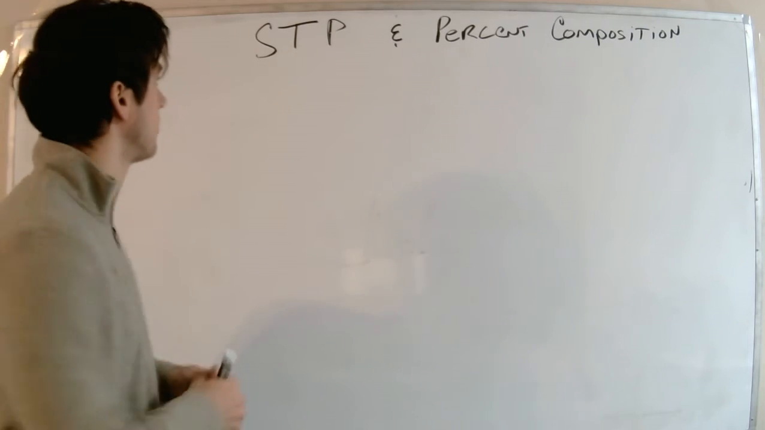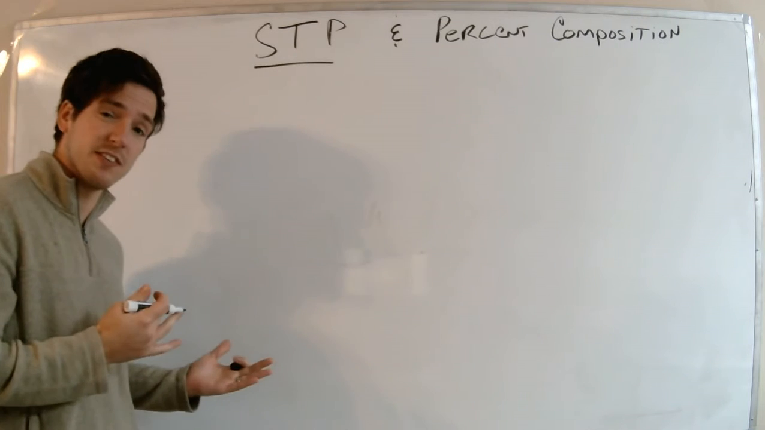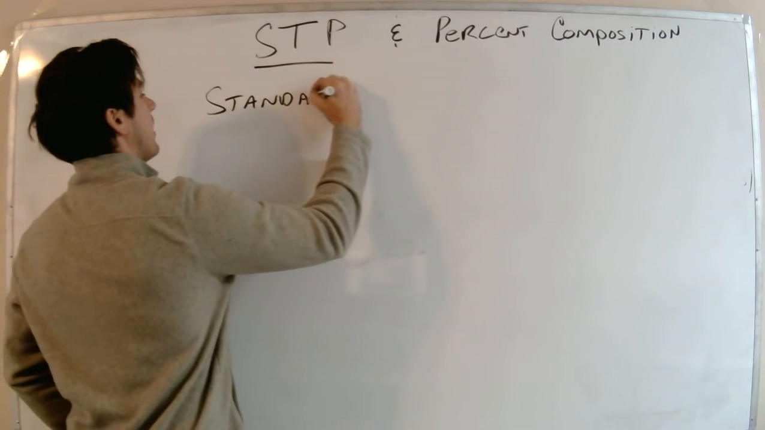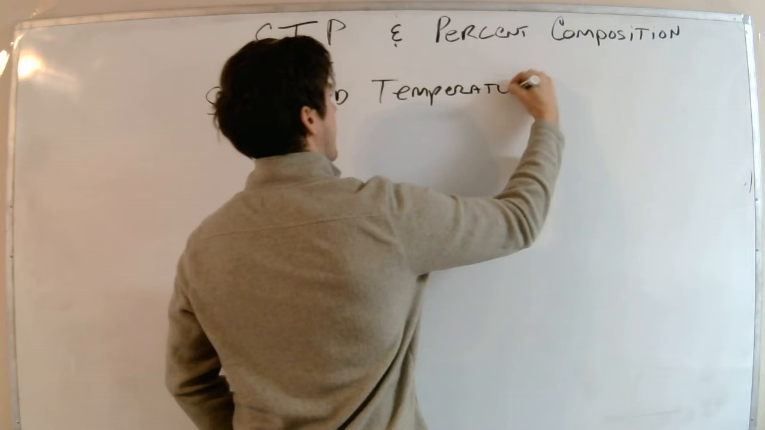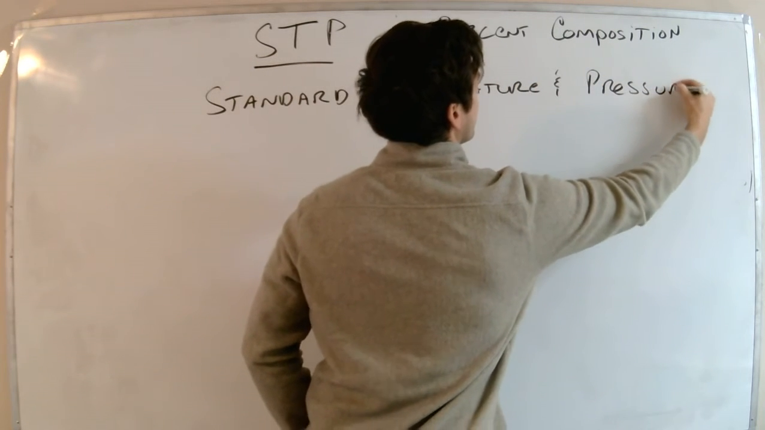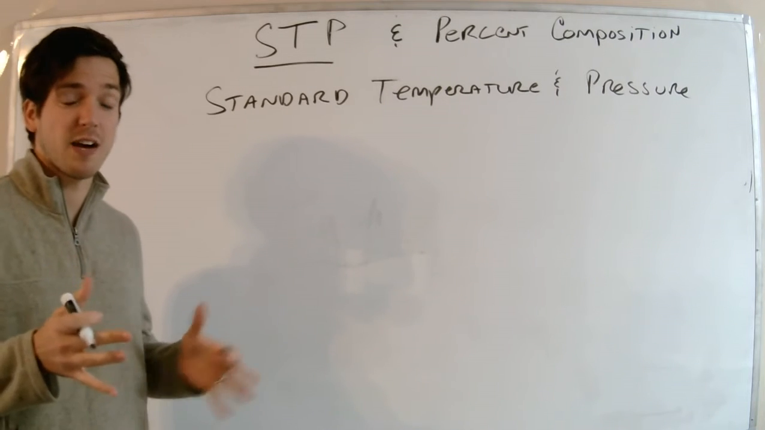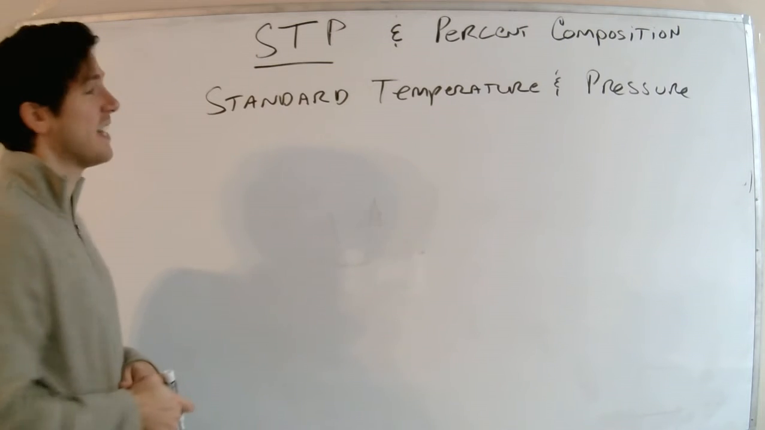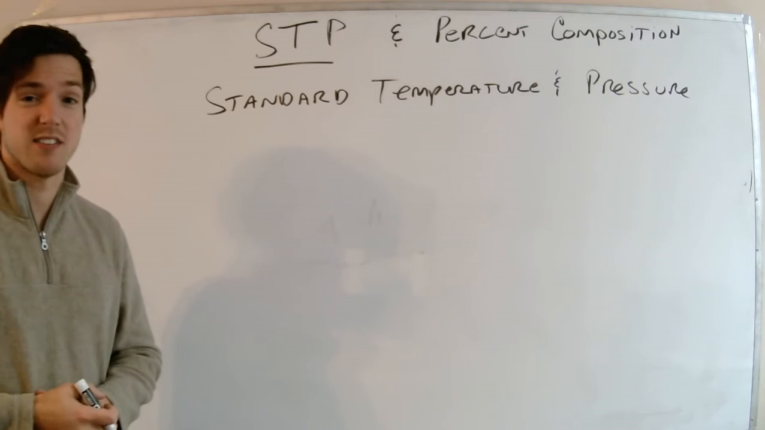So first, let's talk about STP. STP, as I said previously, stands for Standard Temperature and Pressure. Okay, it's just a temperature and pressure that we fit to a certain environment. So the environment is 1 atm and 273 degrees Kelvin, and that way that's just kind of like our base environment to study how gases act.